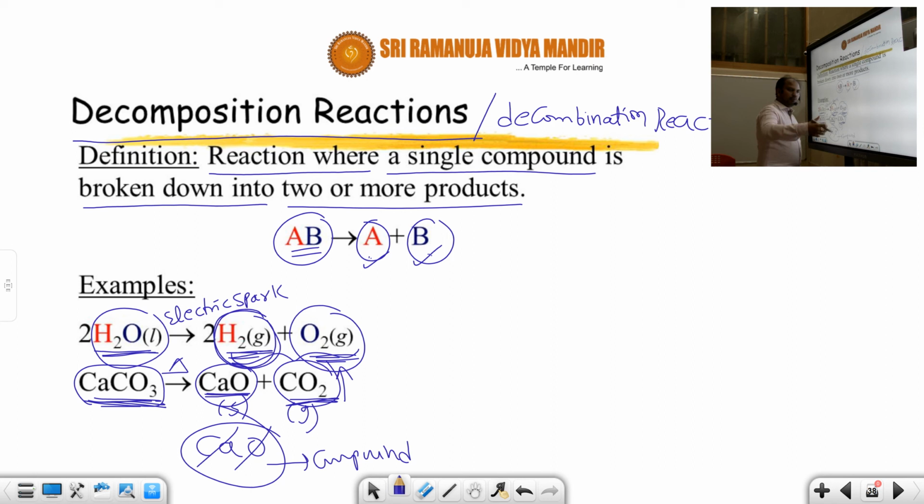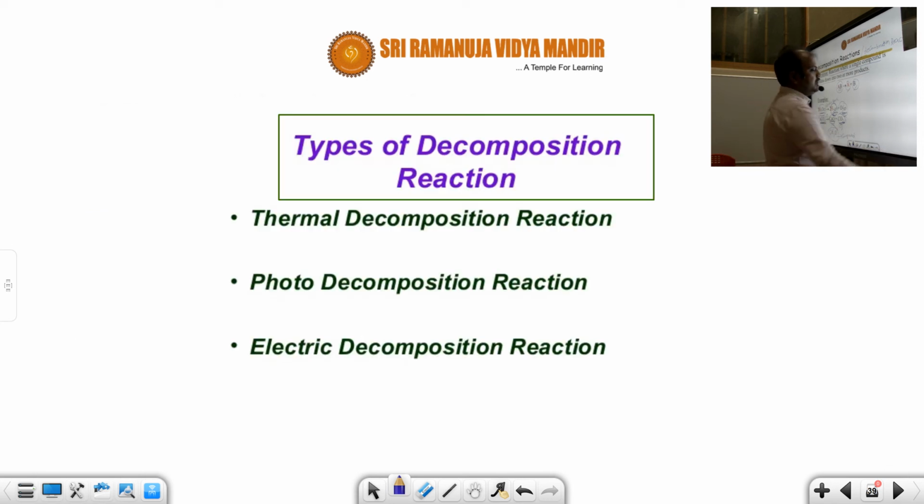So a single new substance in the presence of heat energy or light energy or current, what will happen? It will be decomposed or broken down into two or more substances. These two or more substances may be elements, may be compounds, sometimes an element and a compound will be formed. But how to remember this reaction? The reaction where a single compound is broken down into two or more new substances, that is called decomposition reaction.